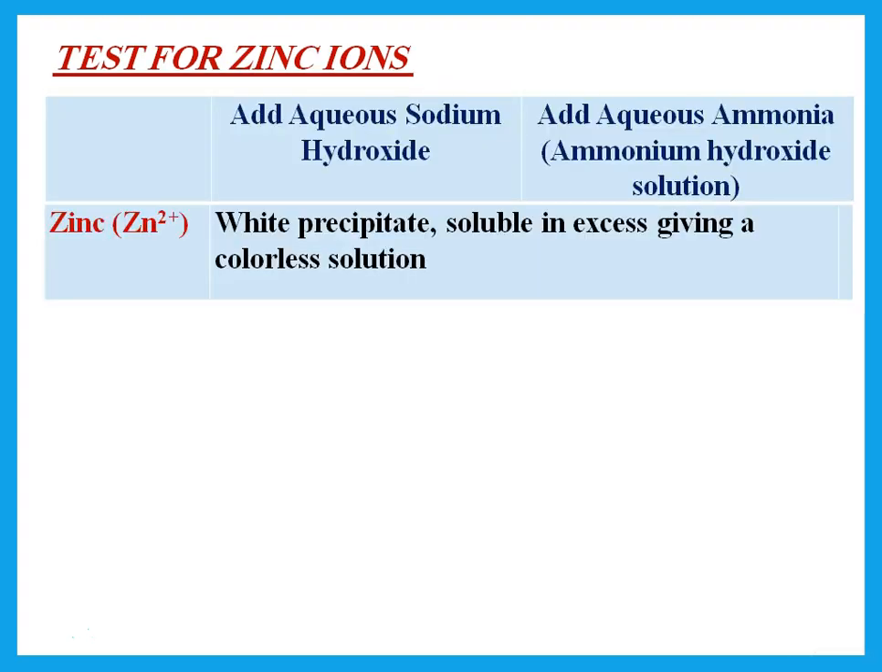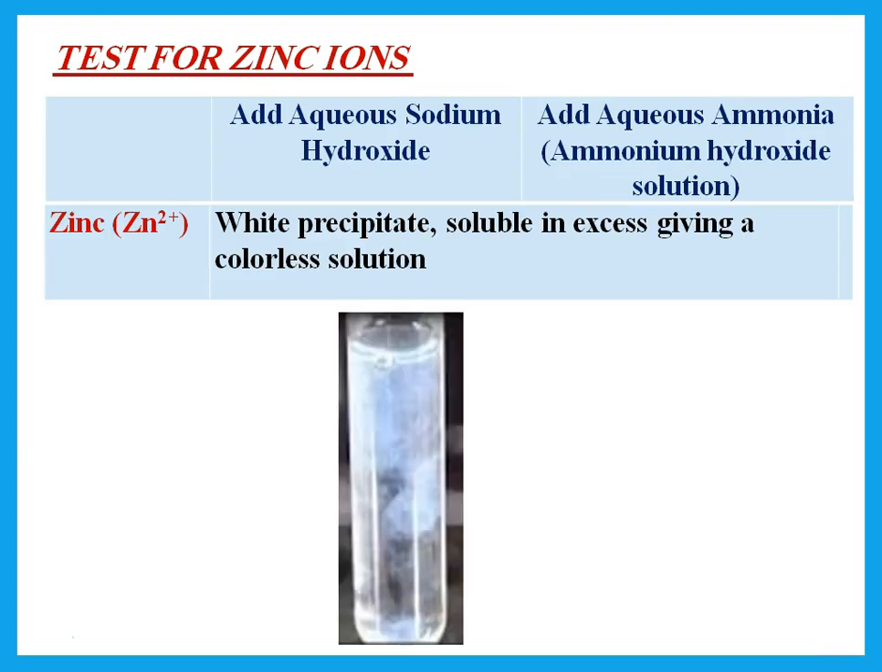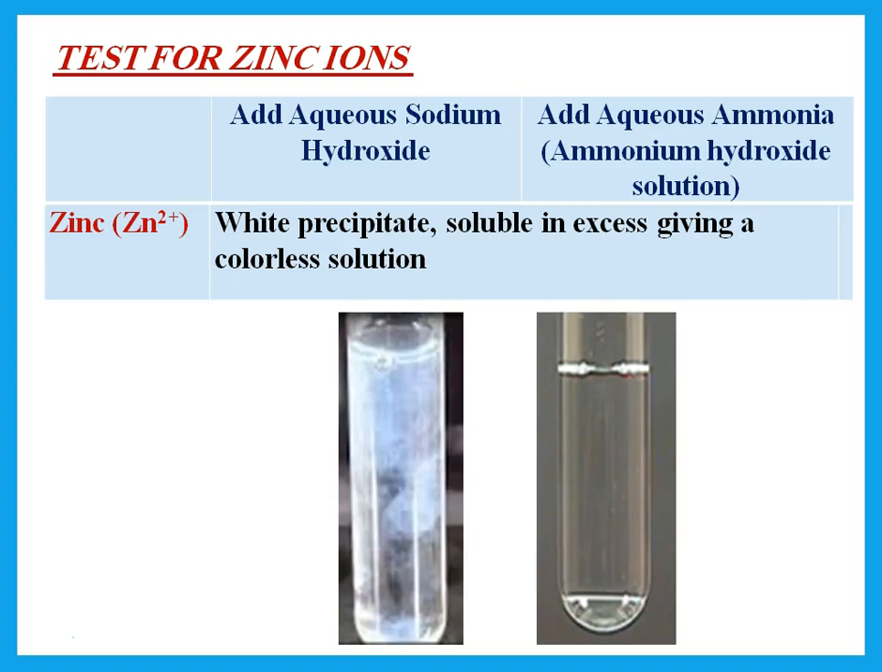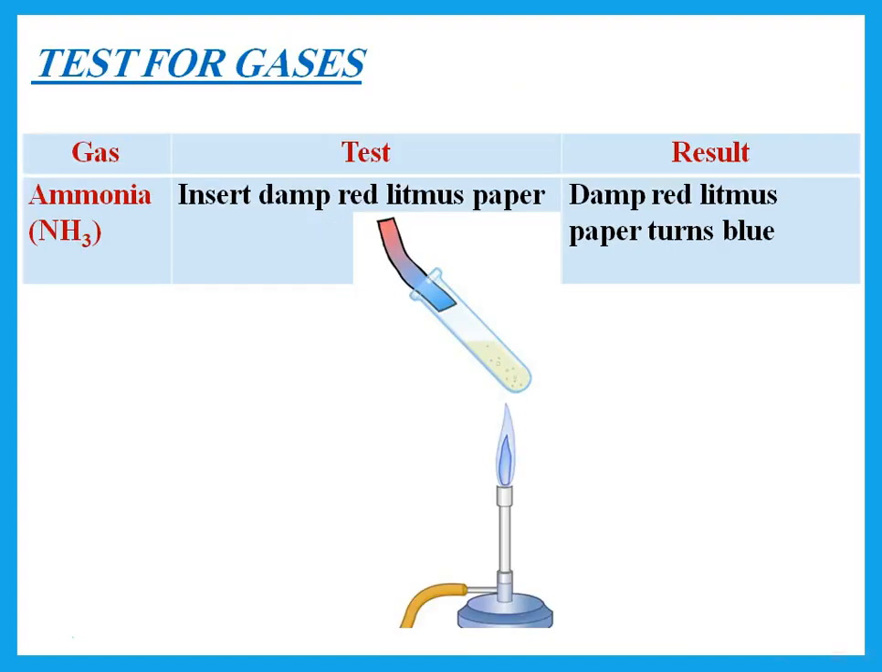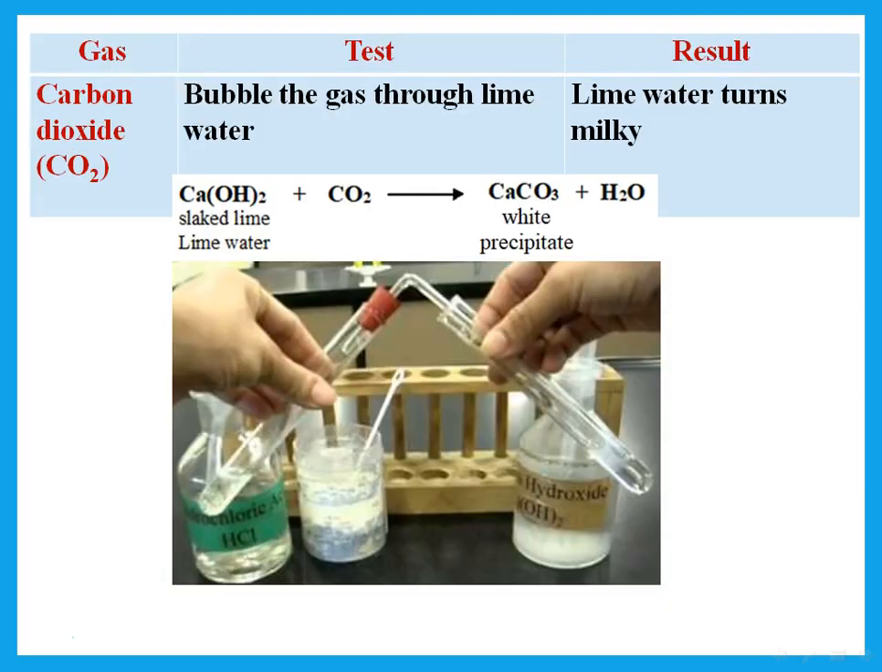Test for zinc. In both, whether aqueous sodium hydroxide or aqueous ammonia, I get a white precipitate, soluble in excess, giving a colorless solution. Please remember all of these tests. Then the test for gases. Remember we said ammonia, insert damp red litmus paper, it turns blue.